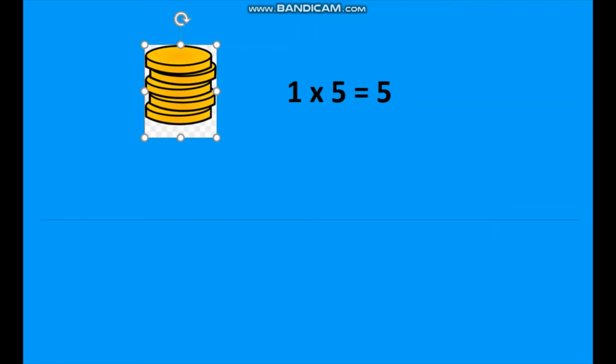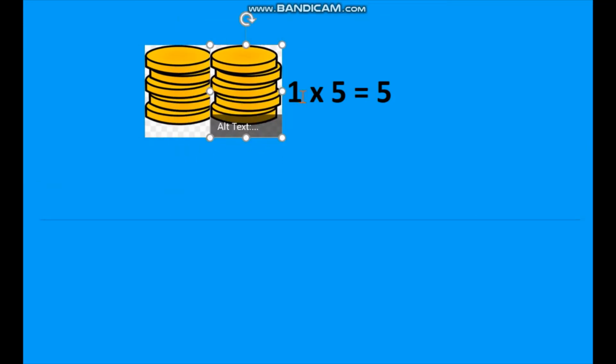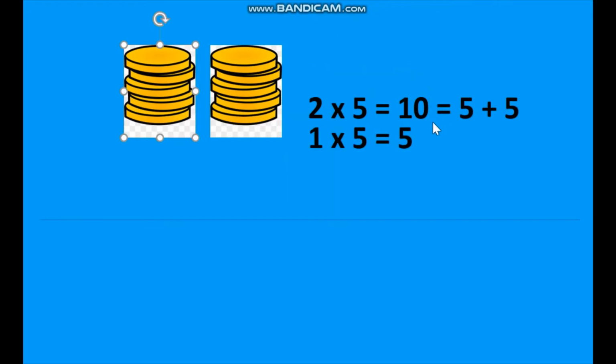Okay. So let us try to understand this better by using some pictures. So here we have 5 coins, 1, 2, 3, 4, 5. And if you have one such stack of 5 coins, then totally you have 5 coins. Now, let us say you have 2 such stacks. In that case, how many coins do you have? You have 2 times 5 coins. So that is equal to 10. How else can we write 10?